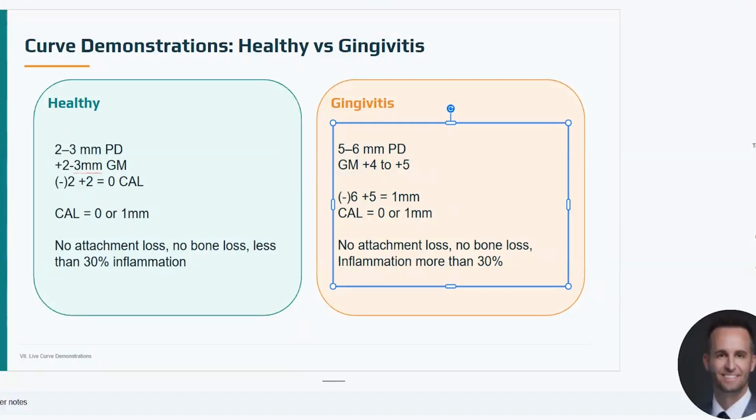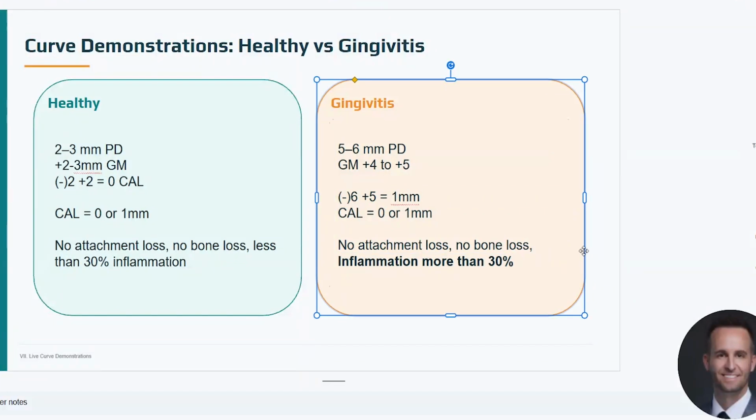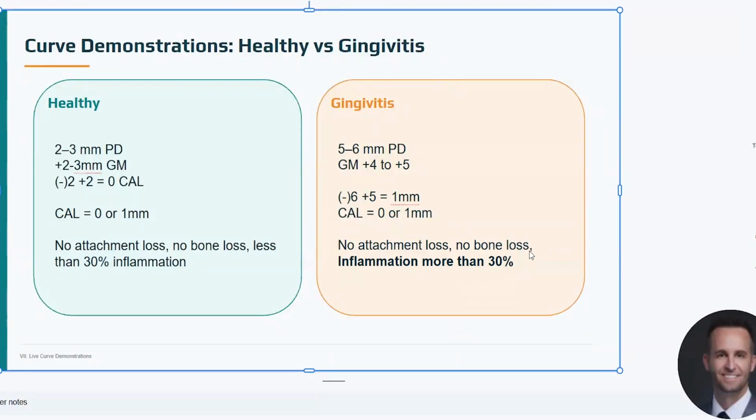So if our attachment level is at 1 millimeter below the CEJ, again, as I've said multiple times, many people are born that way. This person was likely born that way. There's no evidence of attachment loss. There's no evidence of bone loss on the x-rays, but this is the key here. The inflammation in their mouth is more than 30%.